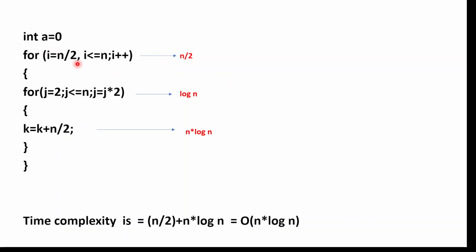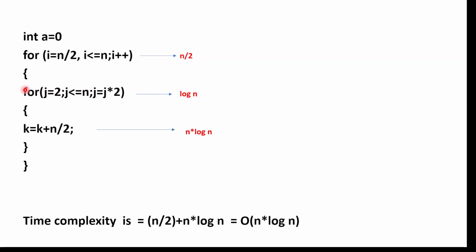depending on the size of the input variable n, but it is executing for only half of the size of n. So if n equal to 10, it is starting from 10 by 2, that is 5. So the number of times this is getting executed is n by 2. Now we have an inner for loop where j is starting with 2. It executes until j is less than or equal to n, j equal to j into 2.